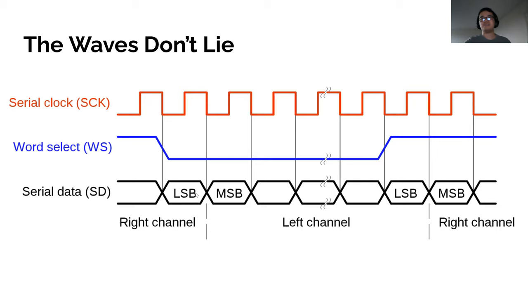And so right at this point, you'll have received your last bit from one channel, and then you'll start receiving the most significant bit from the next channel, and you receive, say, 32 bits typically for a 32-bit process. And then after receiving 32 bits, you change LR clock, and then on the next negative edge of the serial clock, you get the most significant bit from your next channel. And this is just repeated over and over and over again. Any questions there?